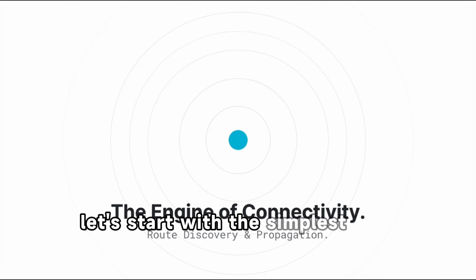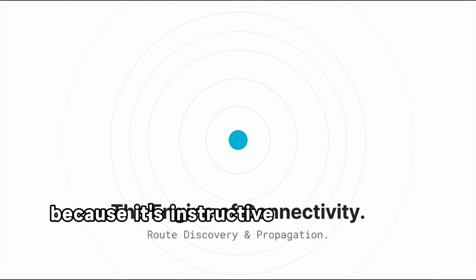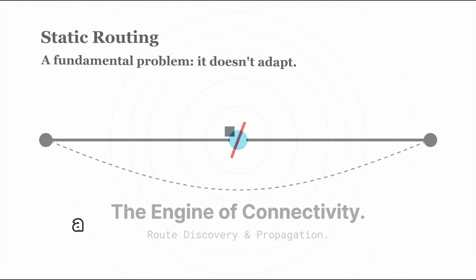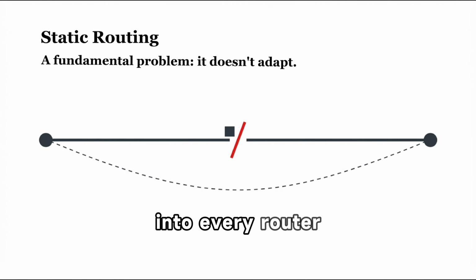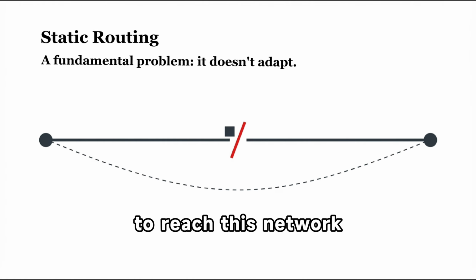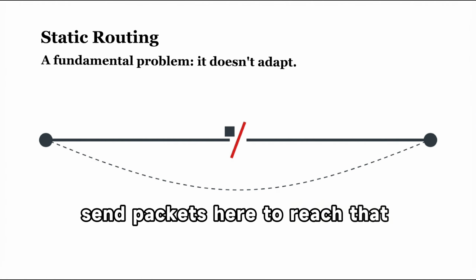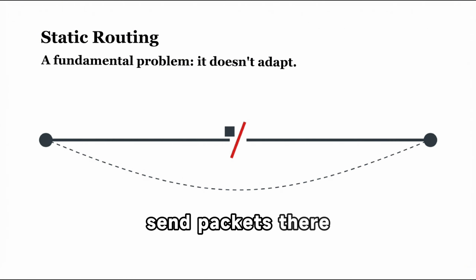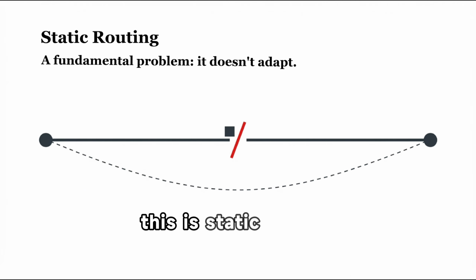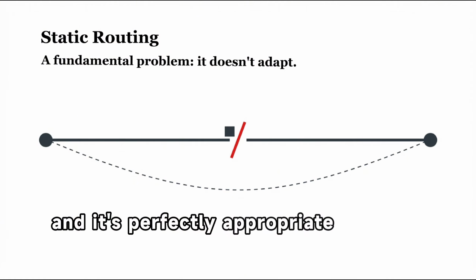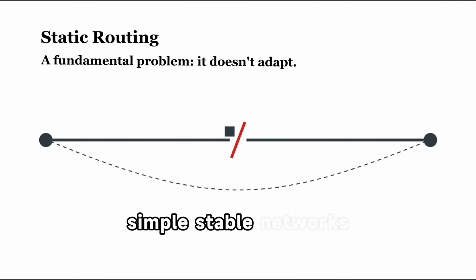Let's start with the simplest case, because it's instructive even though it doesn't scale. A network administrator sits down and manually types routes into every router. To reach this network, send packets here. To reach that network, send packets there. Every entry explicitly configured by a human. This is static routing, and it's perfectly appropriate for small, simple, stable networks.